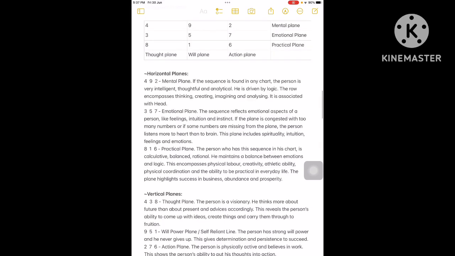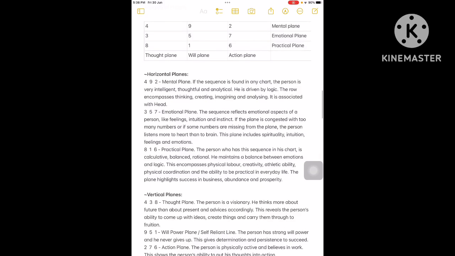Practical plane is very, very important because mental plane and emotional plane are both important to balance out your feelings and mindset, your thinking. The practical plane actually shows the pragmatic approach to life. Okay, so 816 is very important.